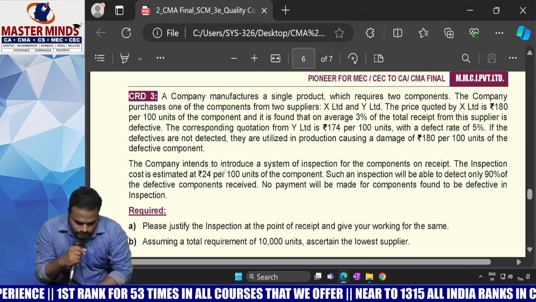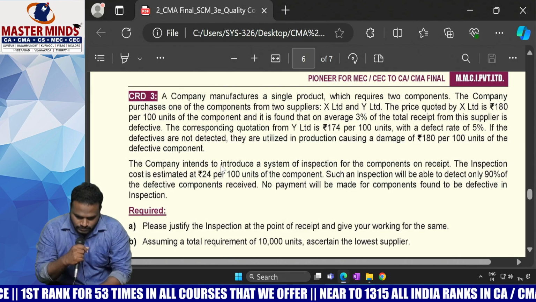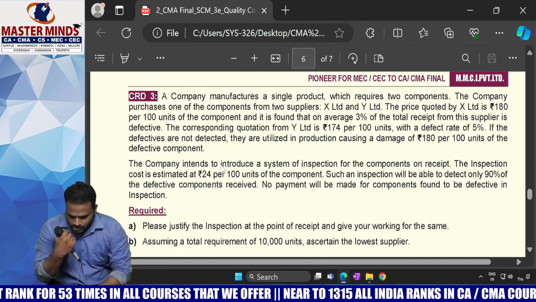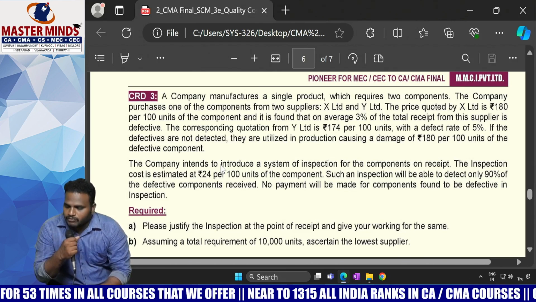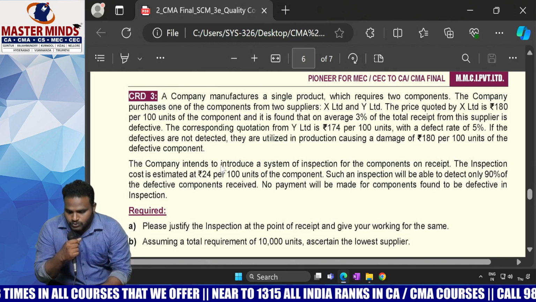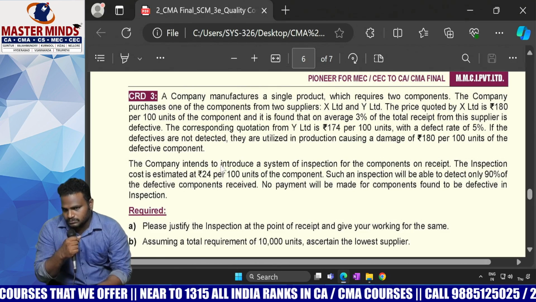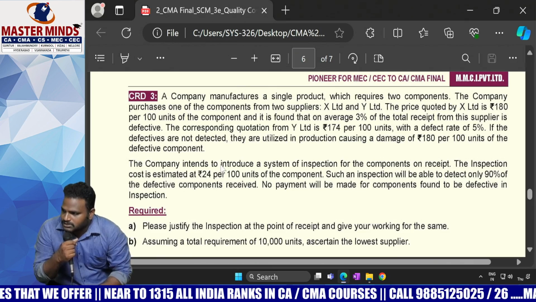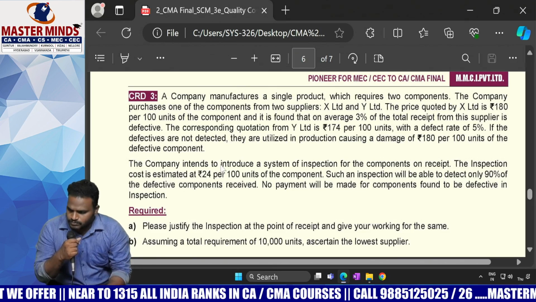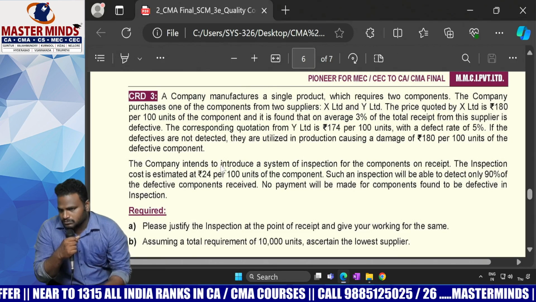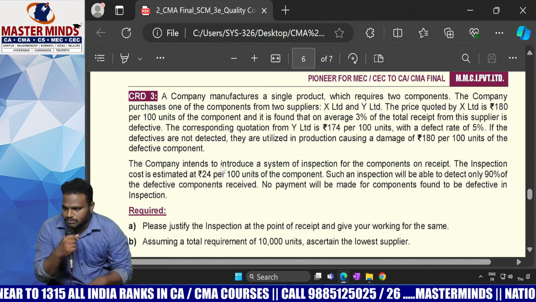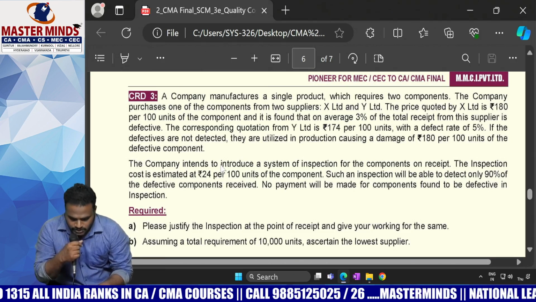Next. Assuming a total requirement of 10,000 units, ascertain the lowest cost supplier. Assuming the total requirement of the raw material is only 10,000 units, who is the best supplier for us, X or Y? How can I choose? Cost. Again, cost comparison. Please read the question.